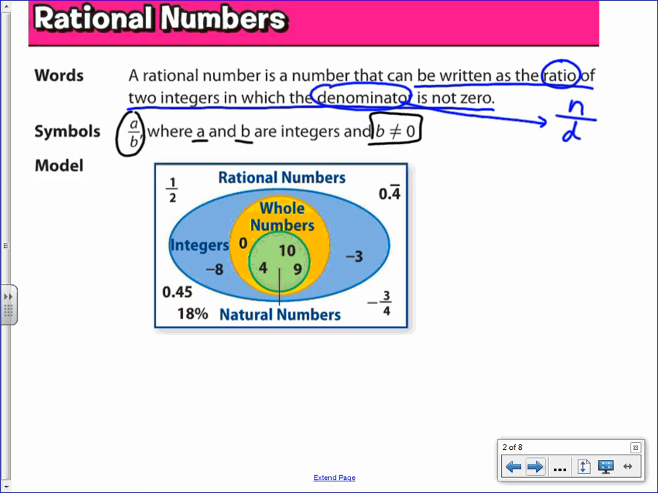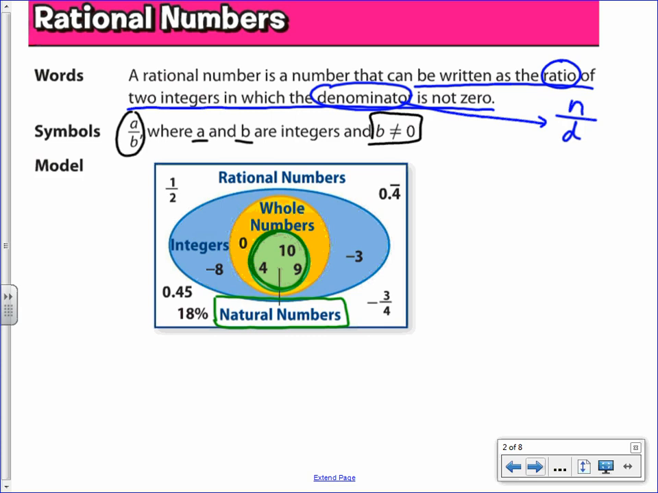So let's take a look at this graphic here. We can start inside the green circle. Inside the green circle, we have the numbers 4, 9, and 10. Those are examples of natural numbers. Natural numbers do not include negatives, and they do not include zero.